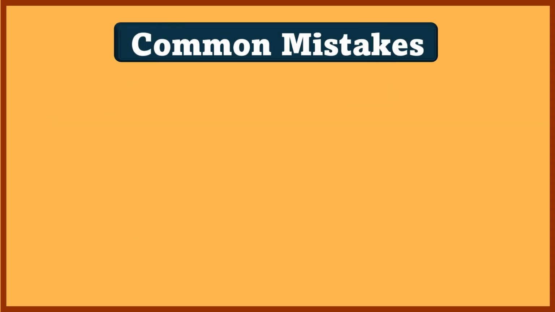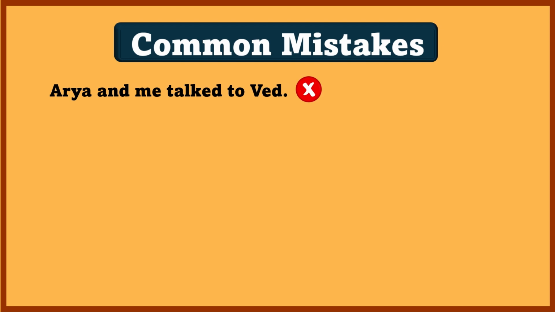Let's practice it a little bit so you're really sure about how to use I in a sentence. Arya and me talked to Ved. Is this correct? No. Me is used as a subject, which is incorrect. To use yourself as a subject, you need to use I. So the correct sentence would be Arya and I talked to Ved.